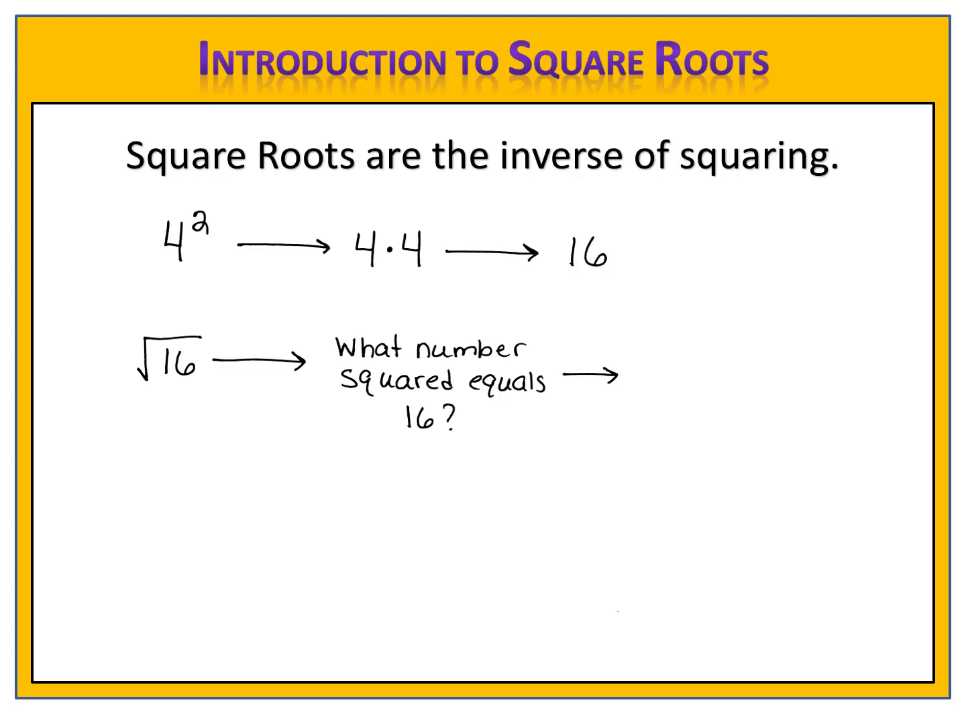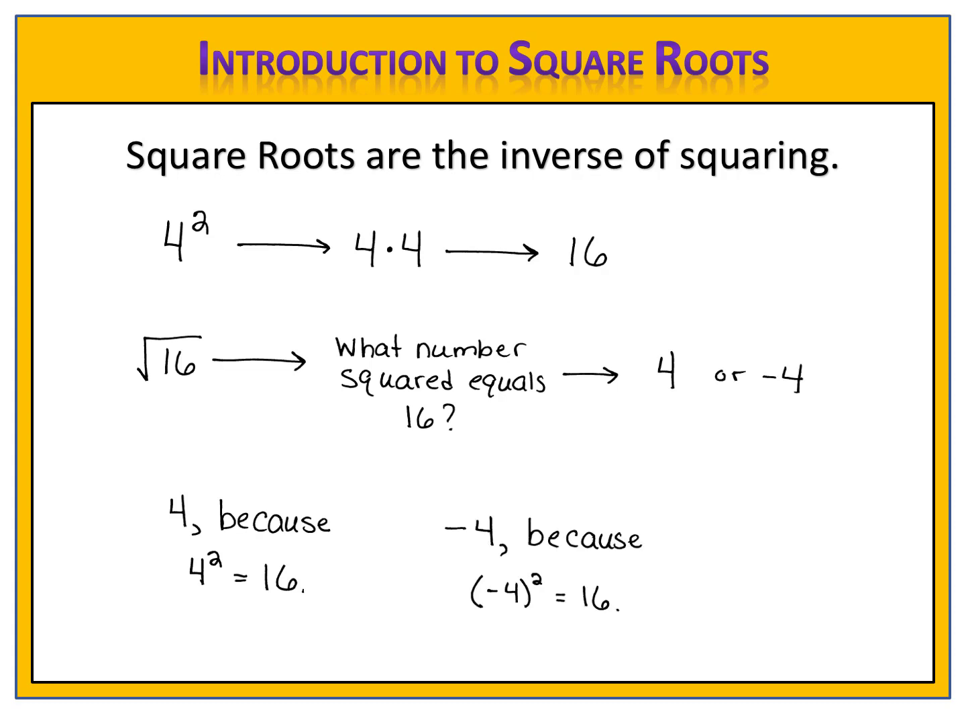Well, the first number that probably comes to mind is the number 4. 4 because 4 squared, 4 times 4, equals 16. Are there any other numbers? Well, how about negative 4? Negative 4 squared also equals 16. So the square root of 16 could be 4 or negative 4.